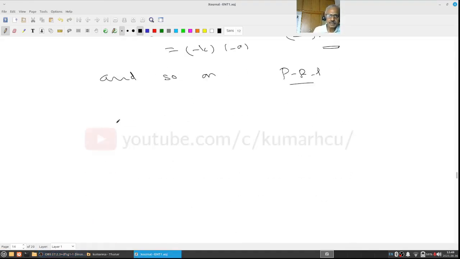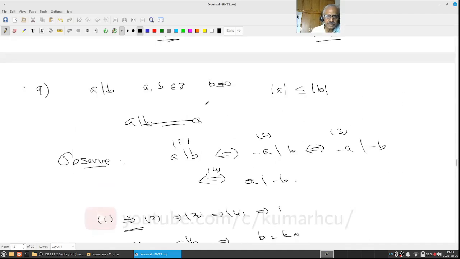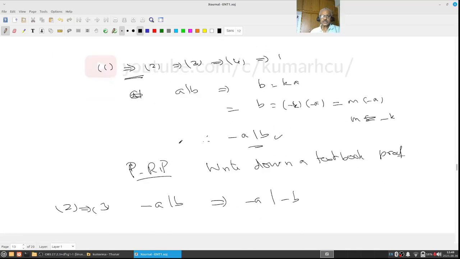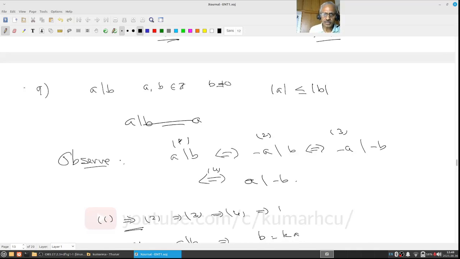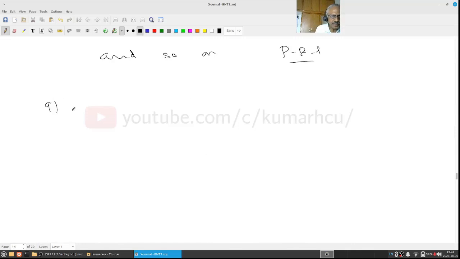Okay, very good. So what is our assumption now? We assumed here B is non-zero. See, I wanted to prove this. Now let's go back to 9. I want to say A divides B implies mod A is less than or equal to mod B. Now remember, mod A must be either A or minus A, and mod B equal to either B or minus B. But if A divides B, then I know mod A will divide mod B, because A has to be this or this. You understand this?